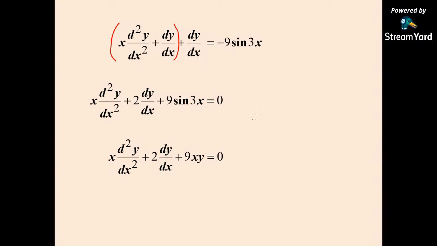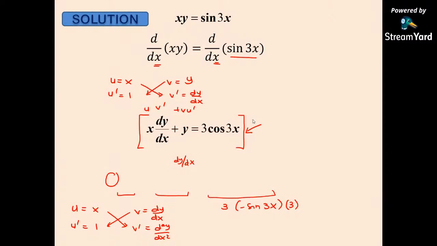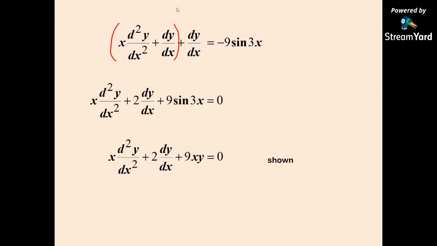Okay, so now if you go back to the question, we got xy is equal to sine of 3x. So this one we can actually replace them with x, y. So that is how you end up with x d2y over dx square plus 2 dy over dx plus 9xy equal to 0. Proven.